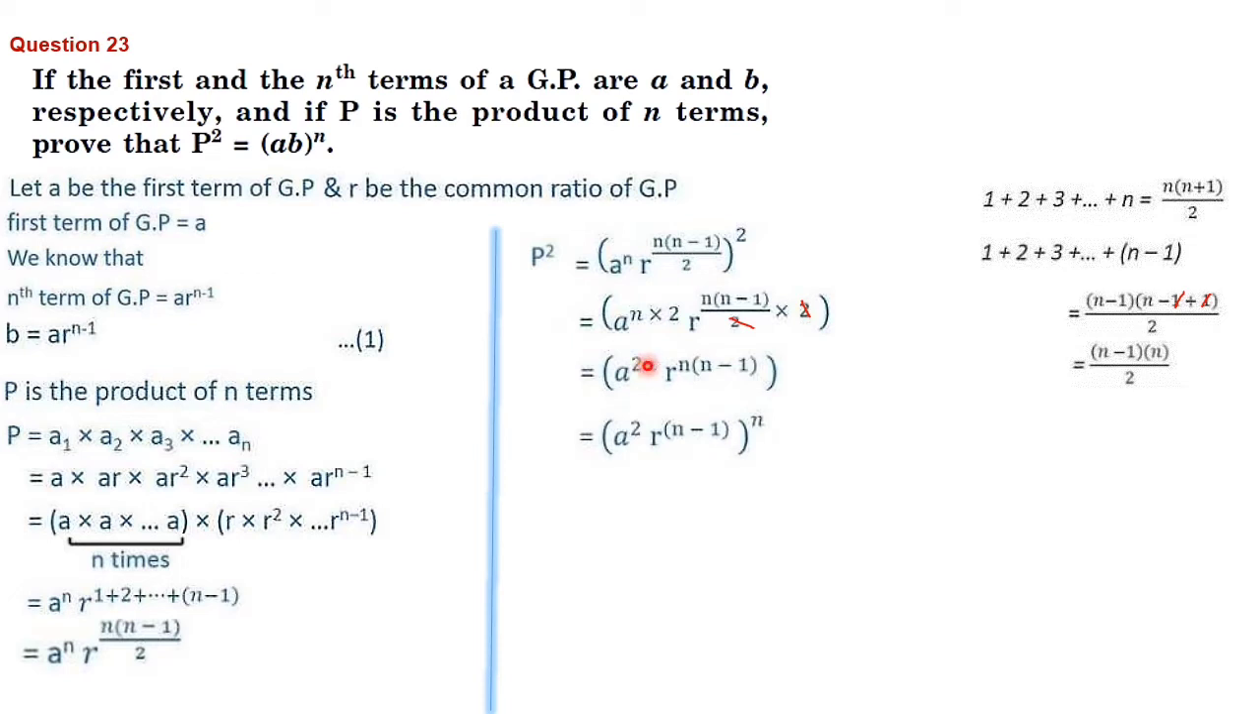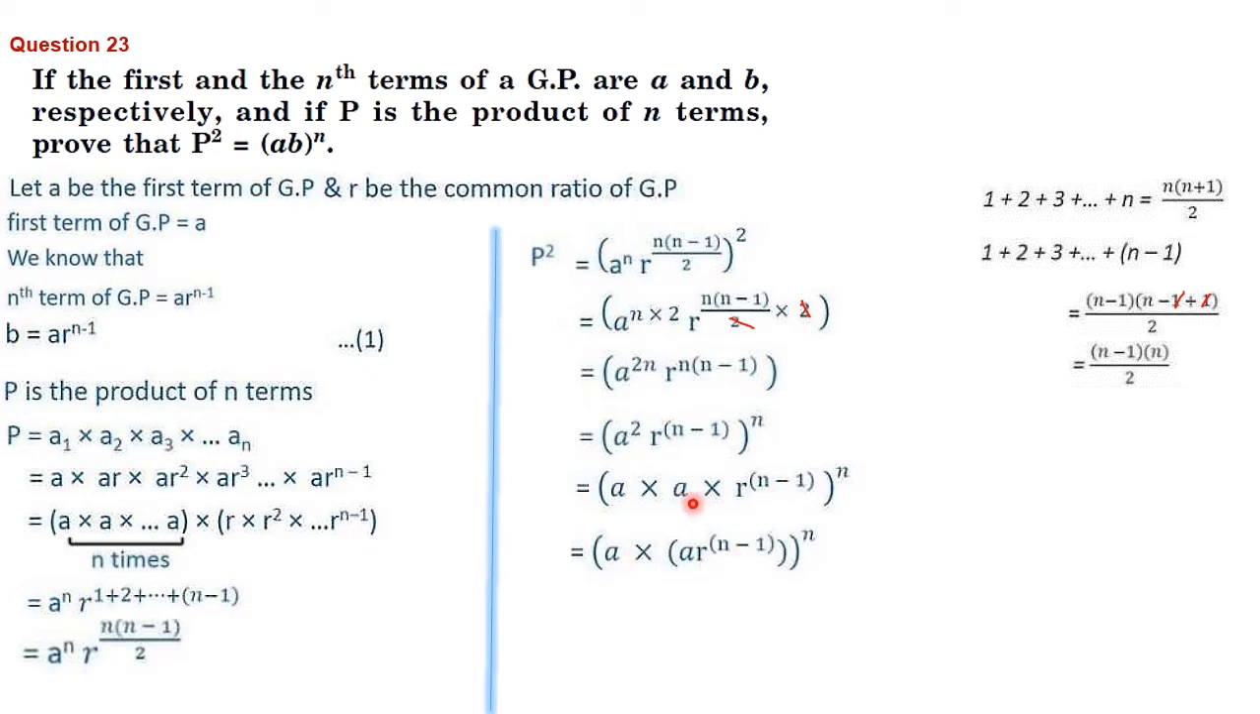So A power 2n, from there n is there, and from these two terms also n is common. Keeping n separately outside the bracket as a power, that means power n. Here A square, here r power n minus 1, the whole power n. What we have done is from these two terms we took n outside and kept it as a common power. Then this A square we can write as A into A, and r power n minus 1, the whole power n. Now when you see A r power n minus 1, we know that it is b.